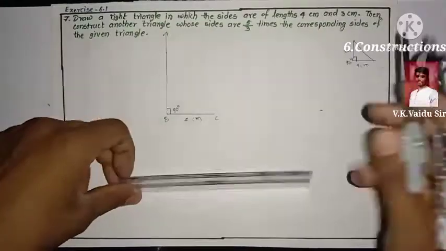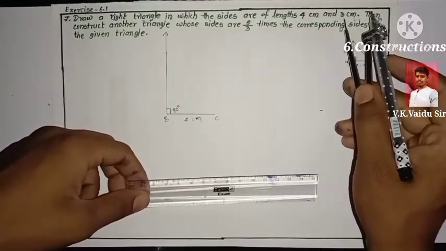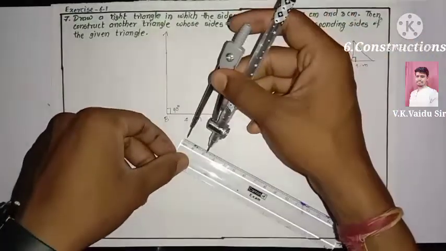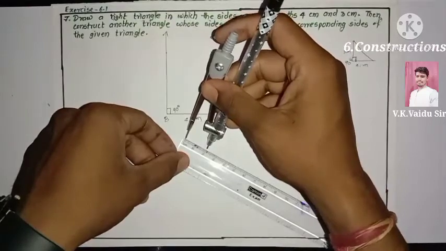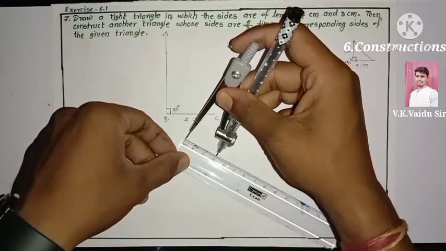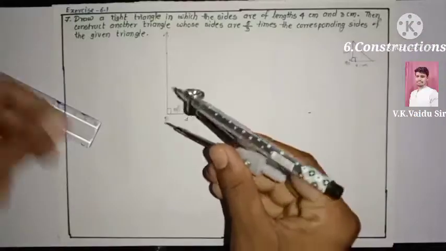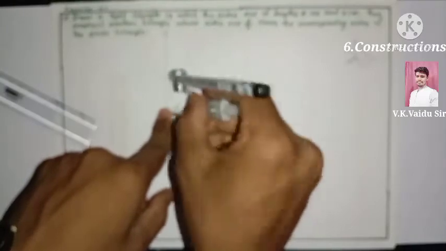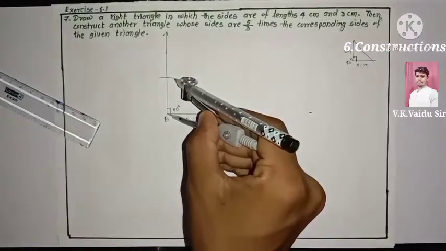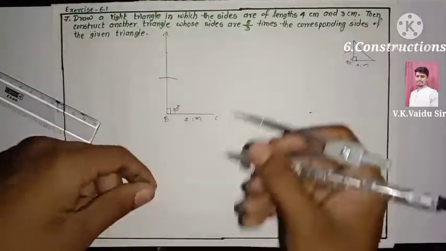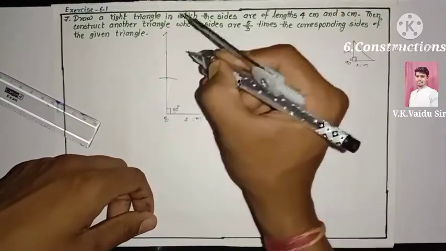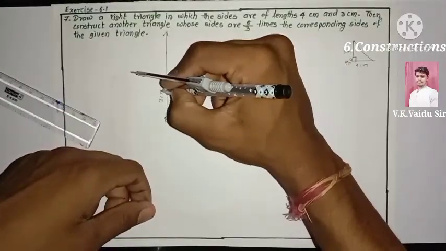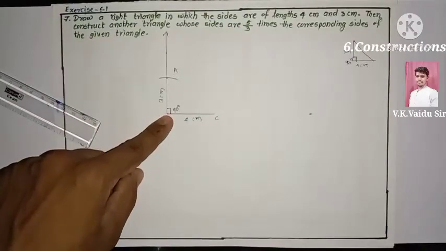Step 3: the second side is 3 cm. Take that much distance in a compass from your measuring scale. Here we take 3 cm distance in the compass, put the needle of the compass on point B and draw one arc. This arc intersects the ray. That point we name A. It means AB is equal to 3 cm. We have two sides and the included angle.